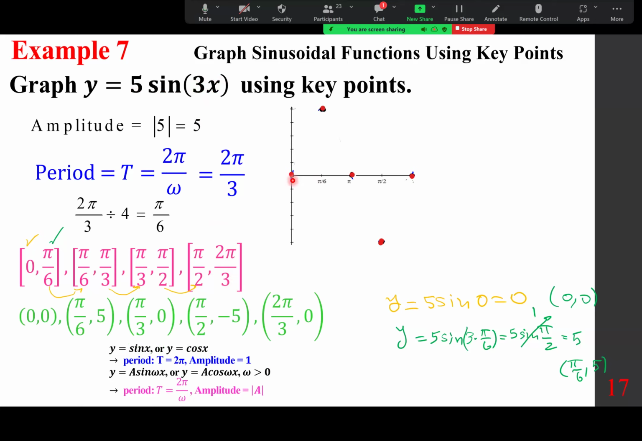0, 0, pi over 6, 5. This is pi over 3. It doesn't show good, but it's pi over 3, everybody. 0. This is pi over 2, -5. And this is 2 pi over 3. Okay.